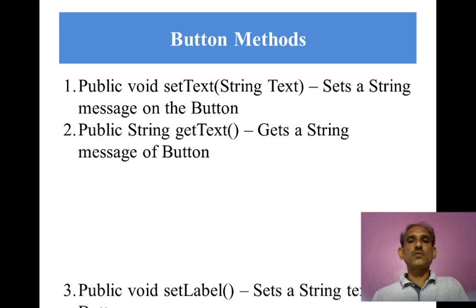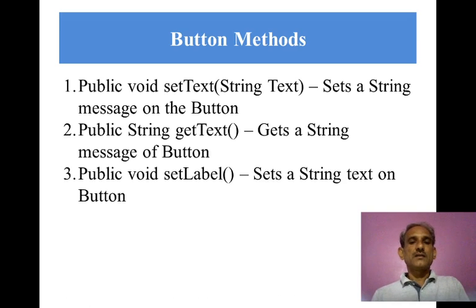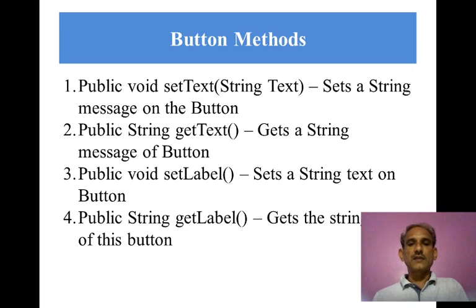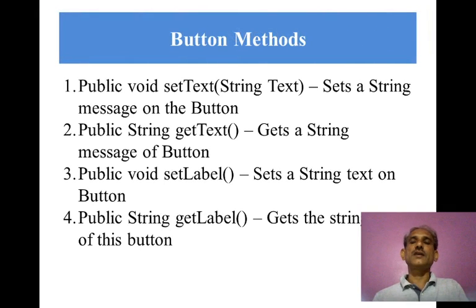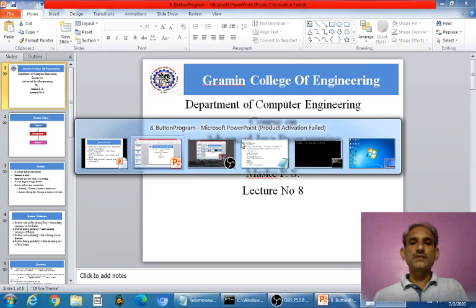Now I will show you one example. Third is setLabel, to set the label of the button, and fourth one is getLabel. It returns the label string of this button. Now I will show you how this button is created in Java by using one example.